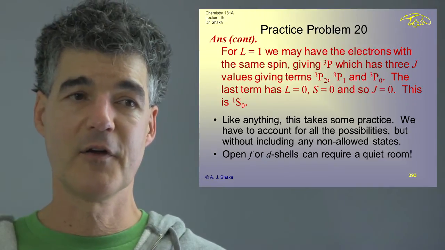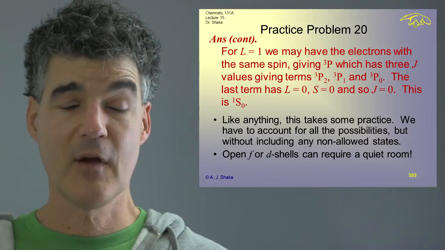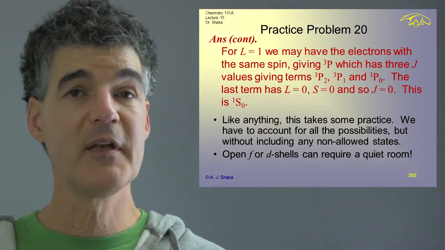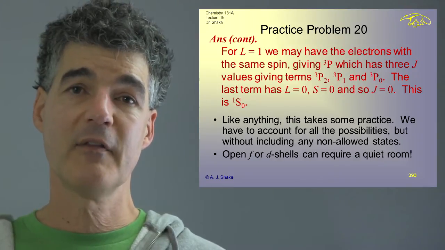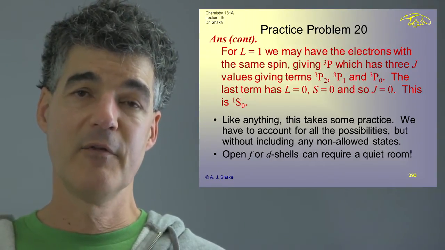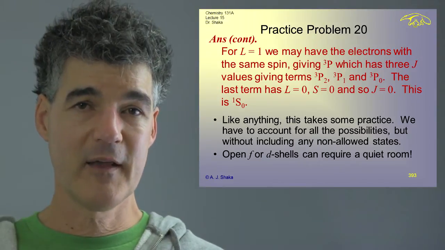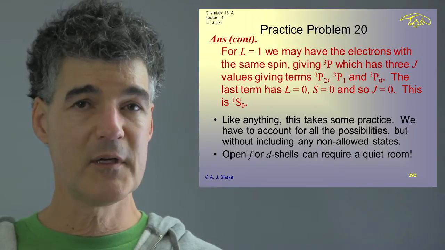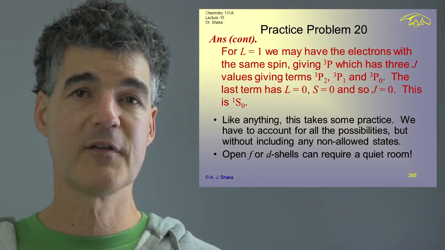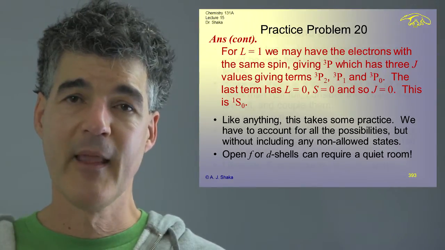in the terms. If you've got an open F shell with multiple electrons or an open D shell with multiple electrons, working out the allowed terms can really require a quiet room, because it can get quite complicated to keep track of which ones are allowed and which ones are excluded, because you can't have 2 electrons in the same orbital with the same spin.